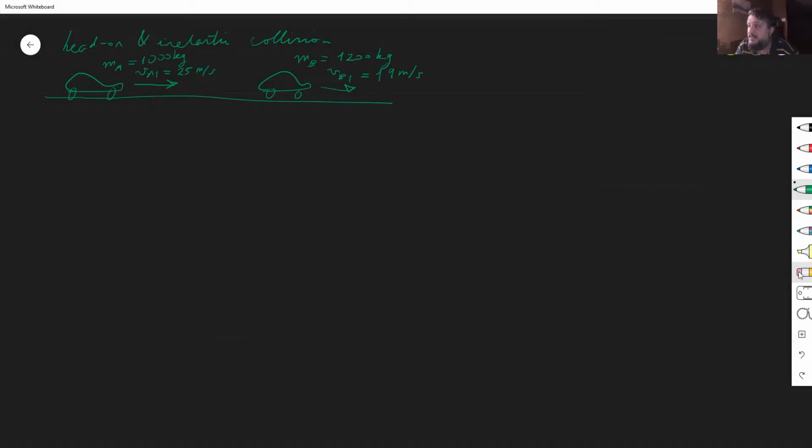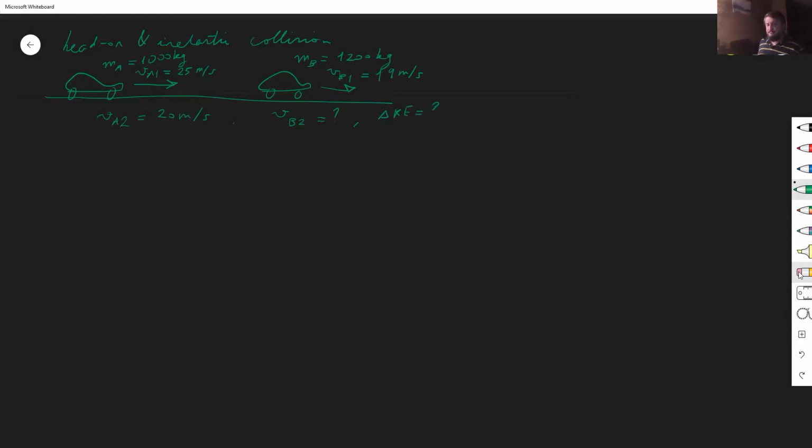So find, I guess I need to give you the final speed of car A as well. Let's say VA2 is now 20. You slow down a little bit. So what will happen to the second car? What will be the speed of the second car, VB2? And also find how much kinetic energy is lost, the change in the kinetic energy.